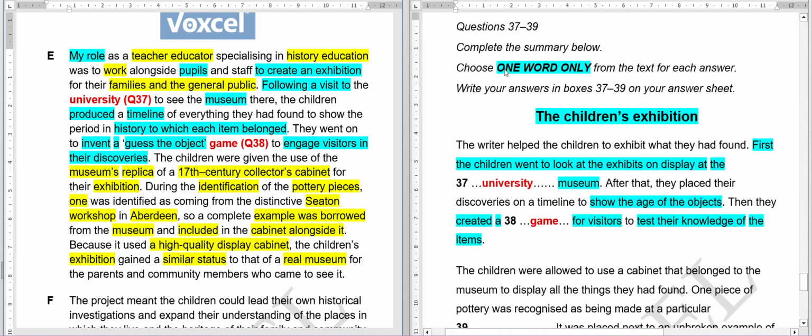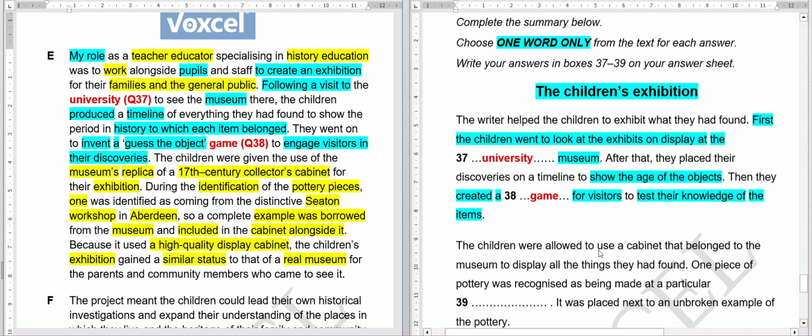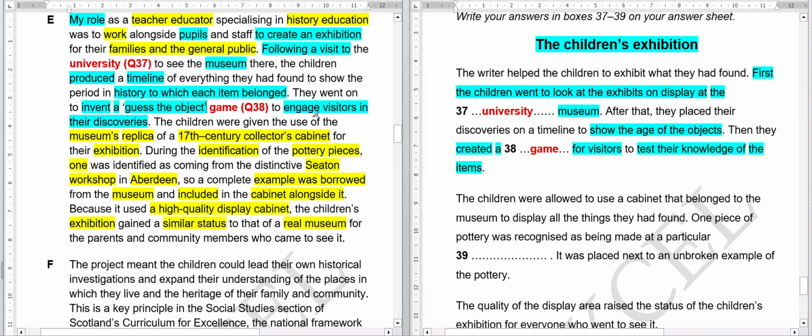Why? Because we have already read that we have to write one word only. If you write more than one word, like two or three words, your answer, though it may contain the correct word, will be marked as incorrect. Be very careful about that. Clear? So, engaging the visitors.